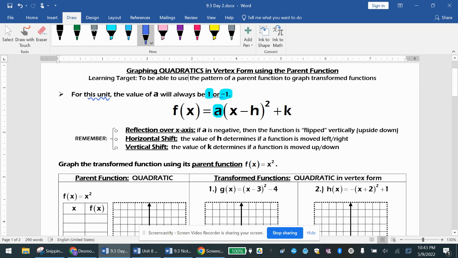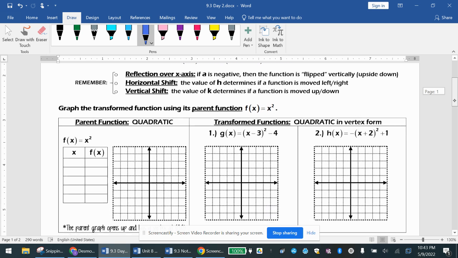Ok, so remember that if the number in front of the parentheses is negative, the parabola is going to open down. Okay, and the vertex decides what quadrant the parabola is going to be in and the shifts. So the vertex determines how it moved: left, right, up, down.